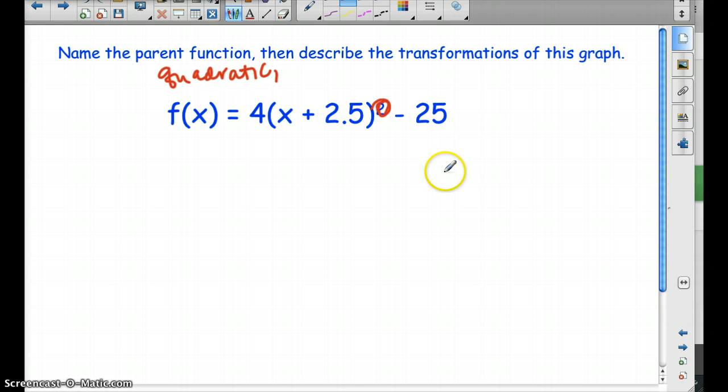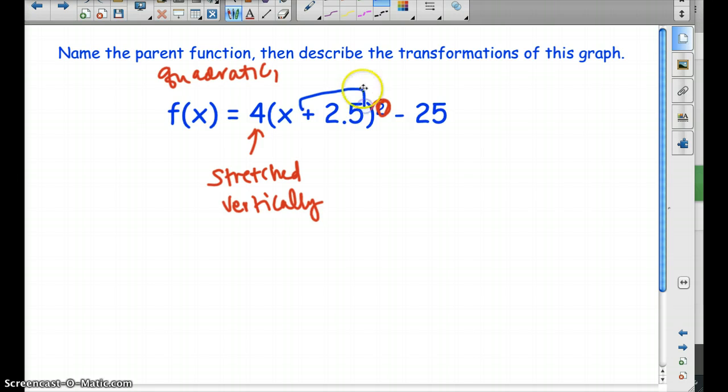Okay. Now we're going to describe the transformations. So going left to right, this 4 right here is greater than 1. It's a coefficient greater than 1, and we're multiplying the quadratic by that. Since it's greater than 1, it's going to be stretched vertically. So it's going to rise at a fast rate.